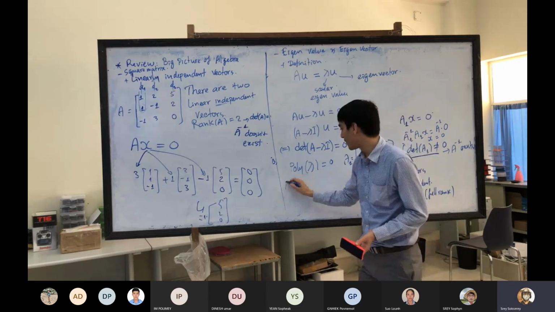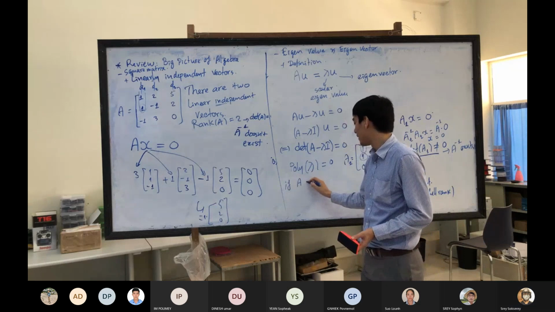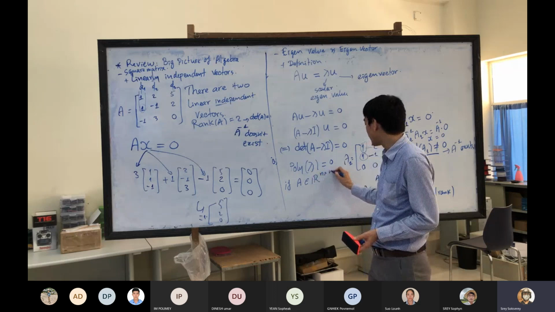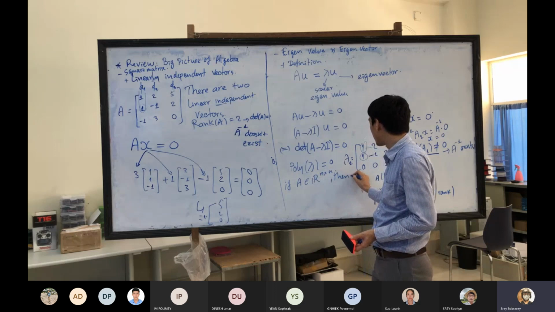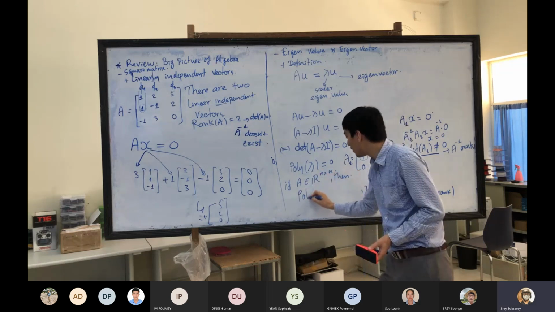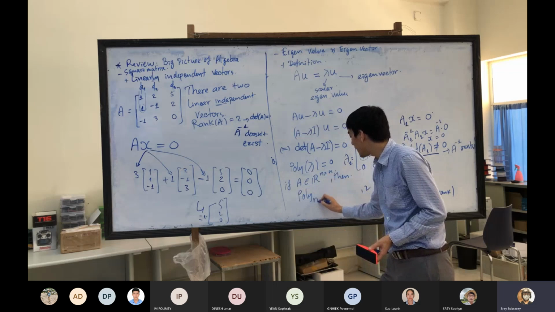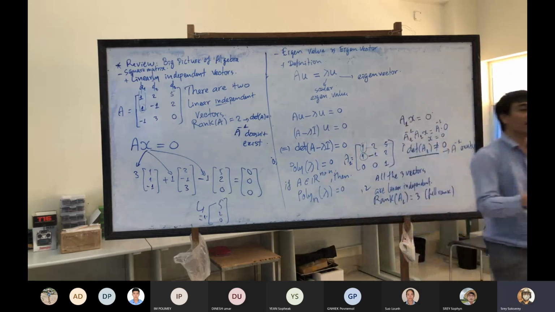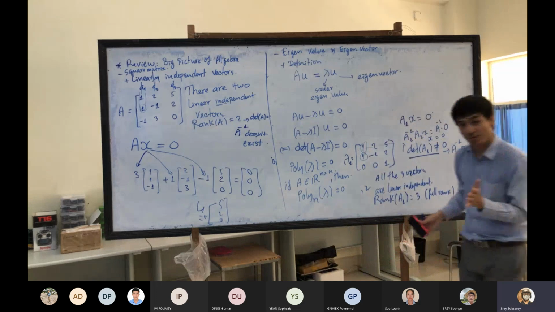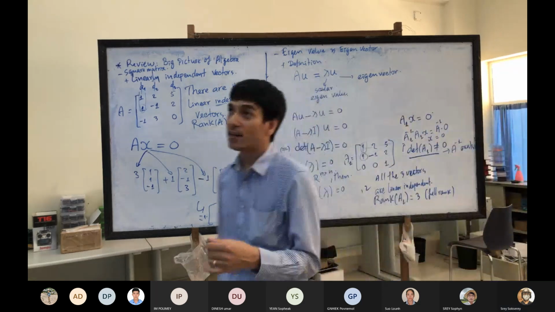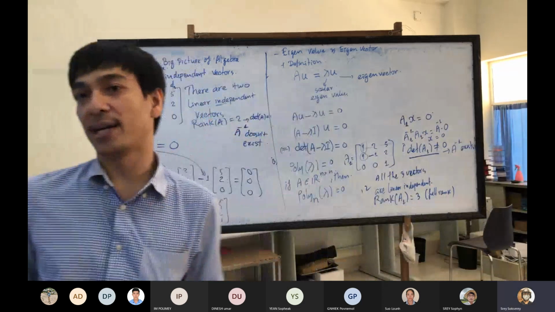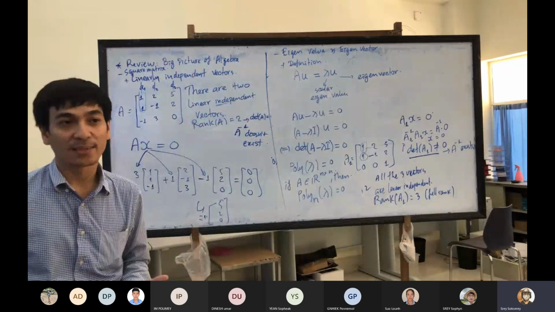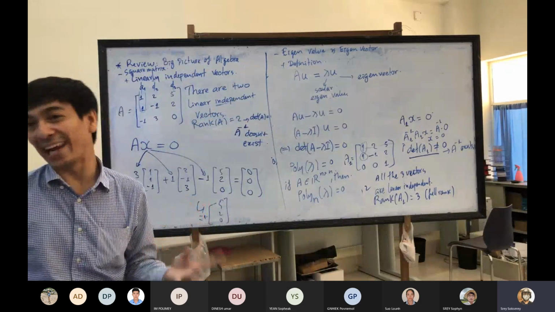So if A belongs to R n by n, then you will get a polynomial of dimension n in lambda. If you have a polynomial of degree n, then you can find roots. You can find n roots of lambda, and those roots can be real or can be complex. Yes, degree n means n roots.